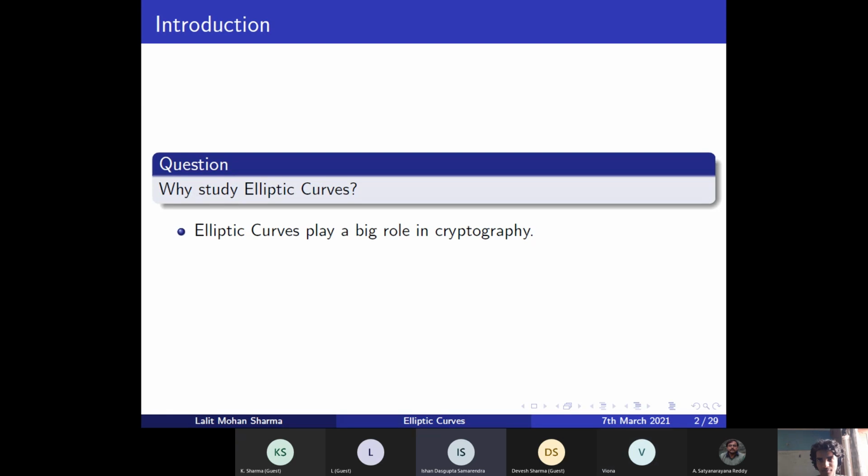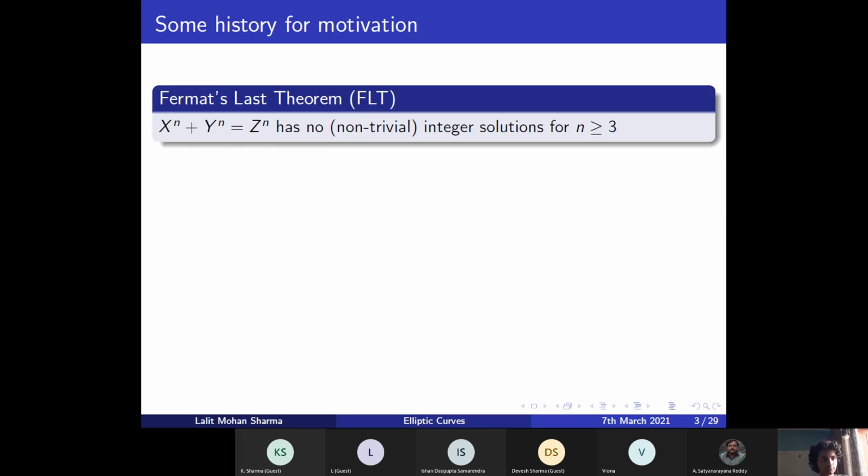They play a big role in cryptography and help us solve problems in number theory. So this is just some history for motivation.